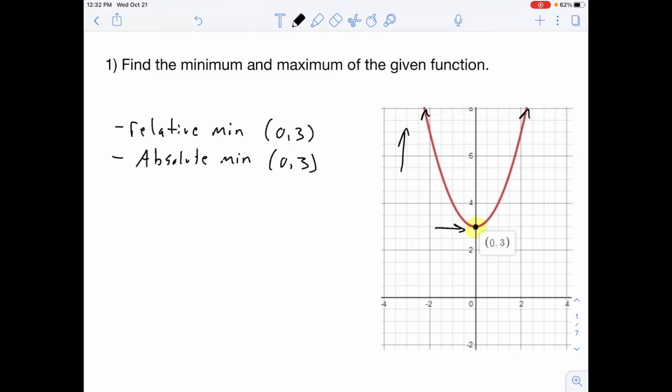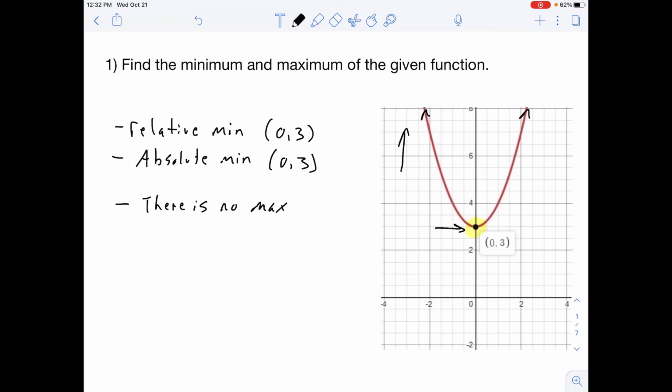Talking about a maximum value, we know that as a quadratic, this goes up forever. This never stops increasing. Therefore, there is no max. There is no max at all. There's definitely no absolute max within this interval from negative infinity all the way to infinity.